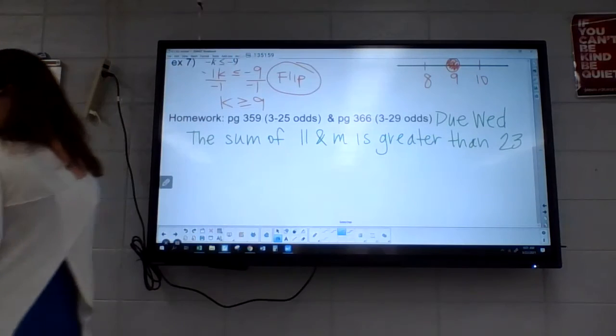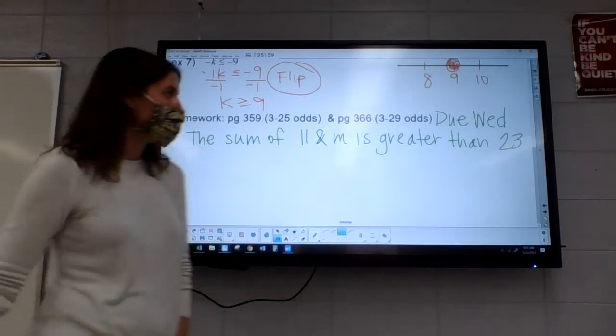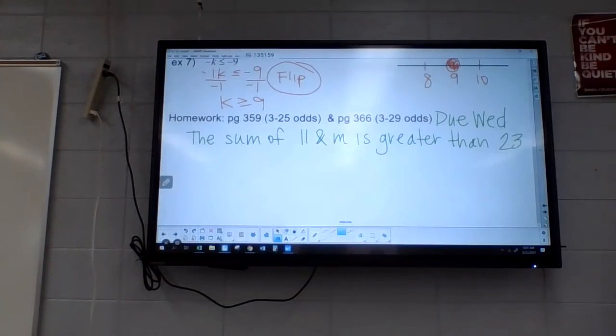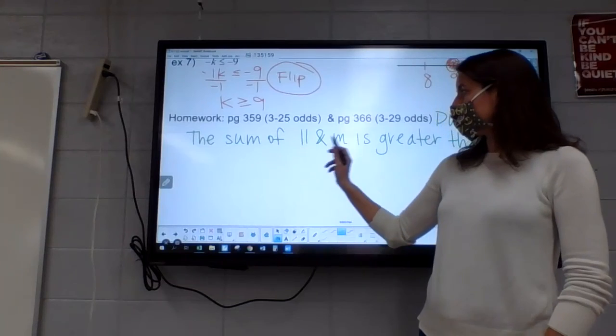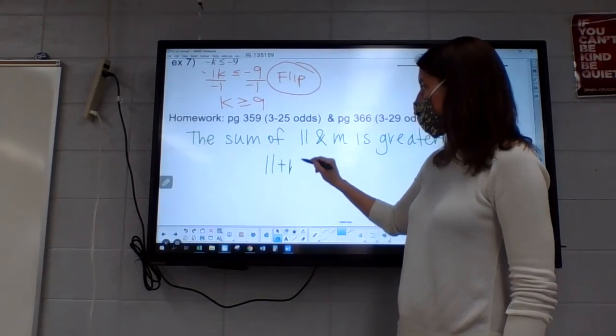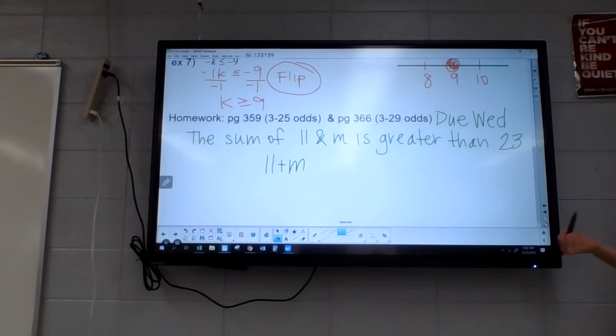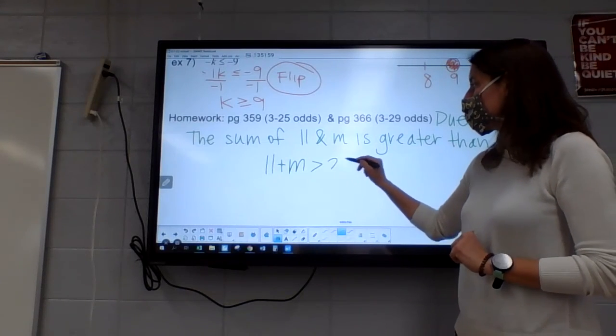Let's do this problem real quick before I let you guys go. And you guys can just follow along or write it down if you want. The sum of 11 and m is greater than 23. What does sum mean? Do you guys remember? We talked about that in the warm-up. Yep. So if it's saying to take the sum of 11 and m, it's really just saying 11 plus m. Is greater than 23. So then I just have to do my little greater symbol. 23.